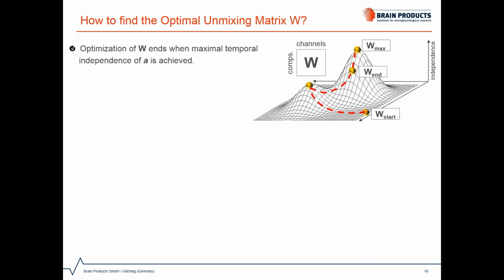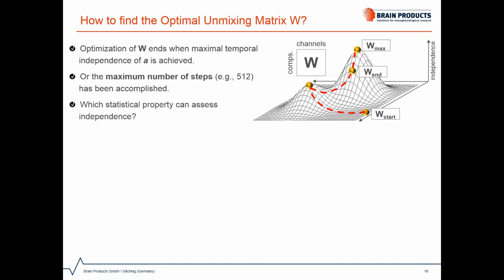Fitting stops if a certain criterion is met. In this case, maximal temporal independence. In our landscape, we would then reach the highest peak at W max. However, if we do not get there, for example, because the algorithm has too many difficulties in climbing up, the optimization will stop at W end if a maximum number of iterations has been accomplished.